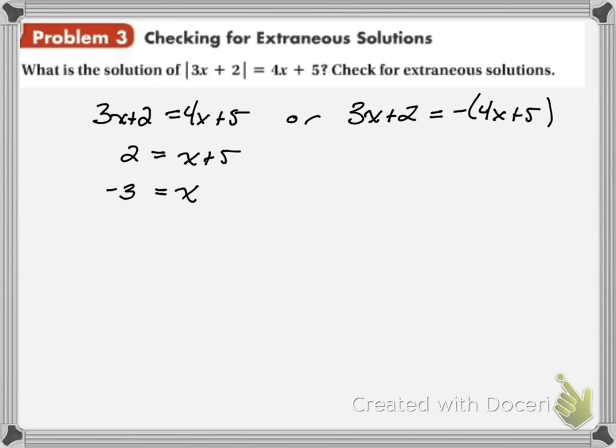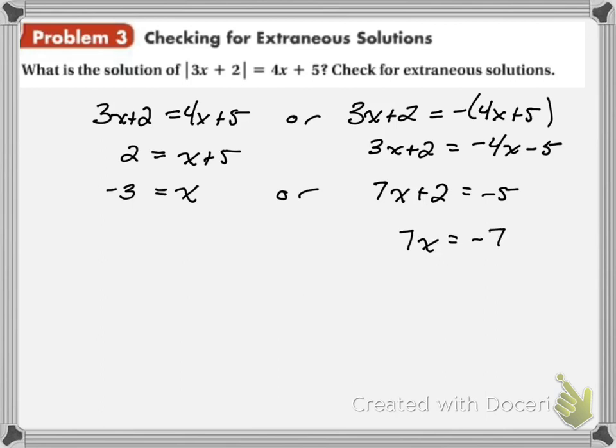Or, now you got to distribute the negative there. You get 3x plus 2 equals negative 4x minus 5. Where's my smaller x? Well, negative 4x is smaller than 3x, so I'm going to add 4x to the other side. That gives me 7x plus 2 equals negative 5. Subtract 2, get 7x equals negative 7. x equals negative 1. So since there's variables on both sides, let's check.